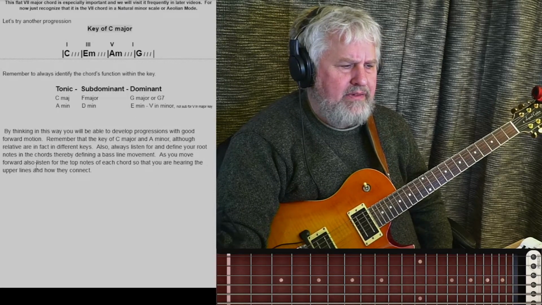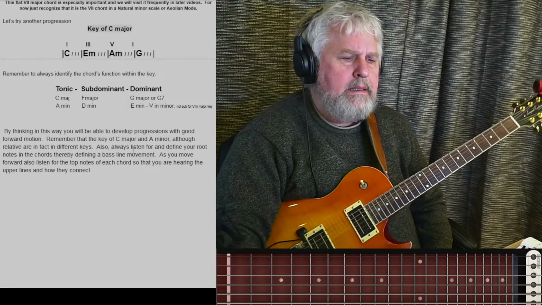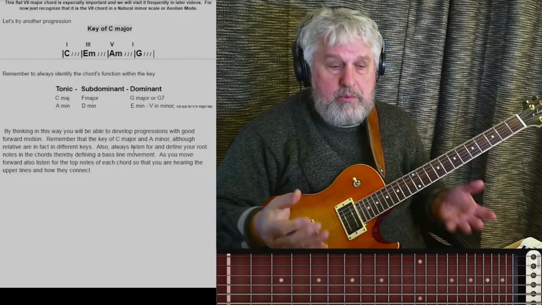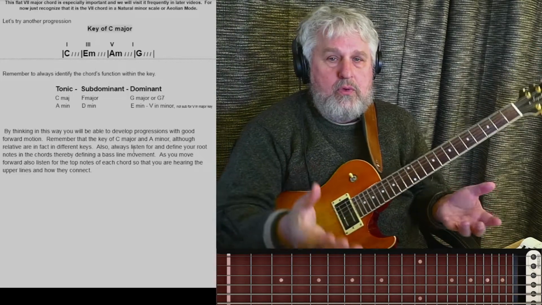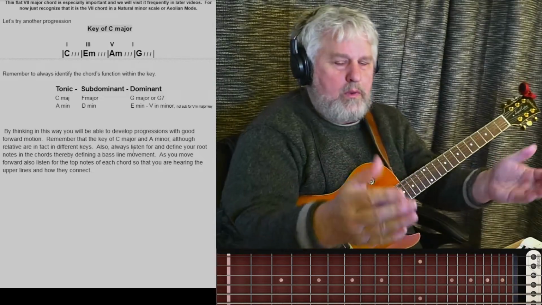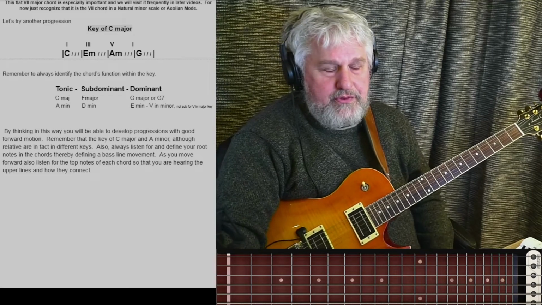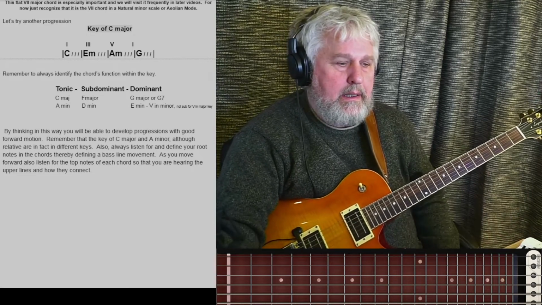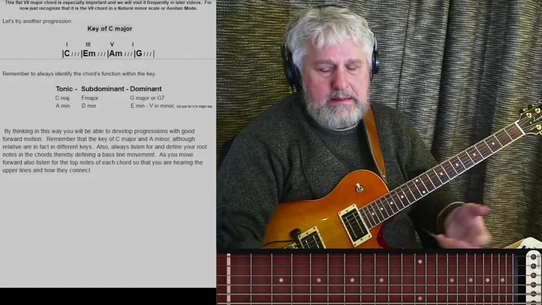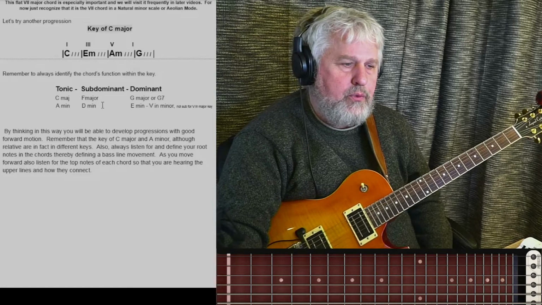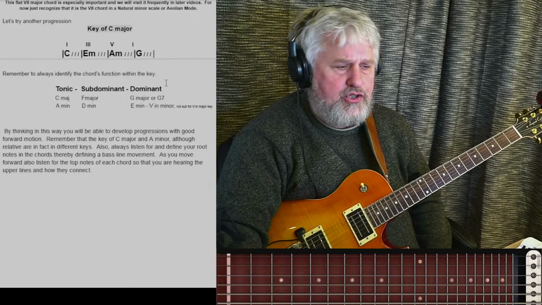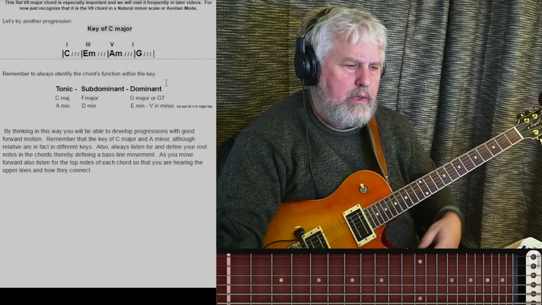Let me just read what I have at the end here. By thinking in this way, you'll be able to develop progressions with good, solid forward motion. That's what a progression is. When you're progressing somewhere or progressing in your life, you're hopefully moving forward, right? It's the same thing with the chord progression. If you're progressing in the chord progression, it should sound like you're moving forward, right? And that's what these functions will help you do. The tonic, subdominant, dominant functions. What are the tensions that you're dealing with, that you're working with?